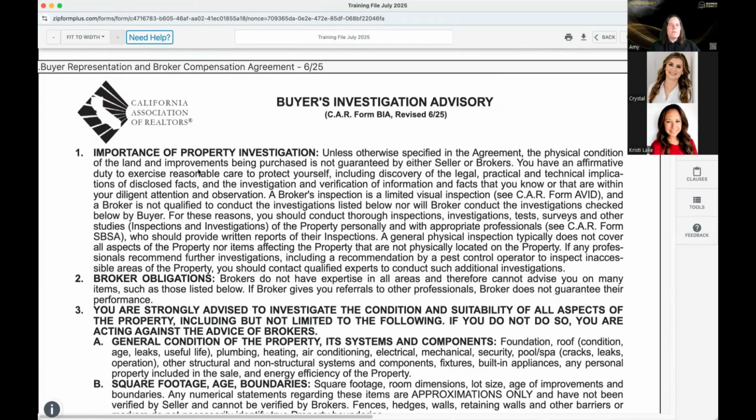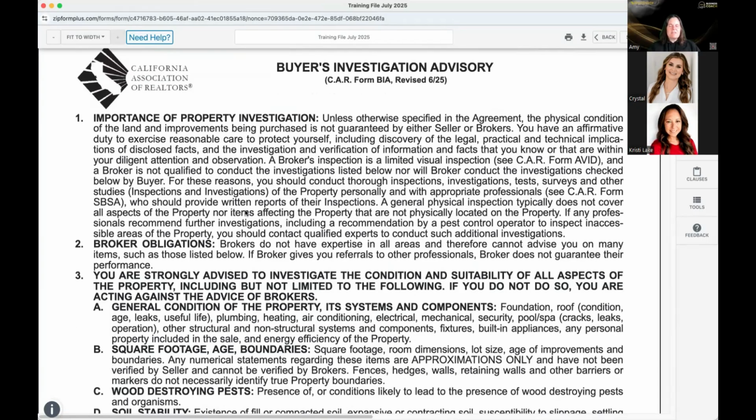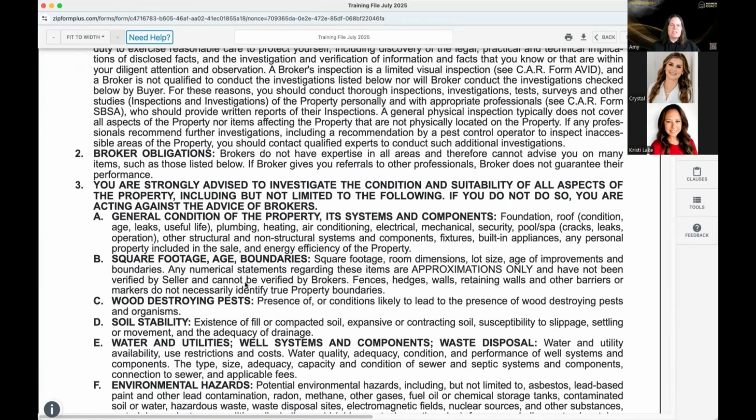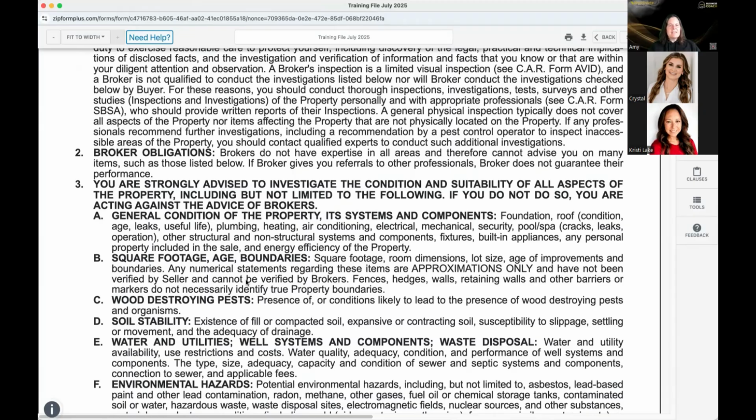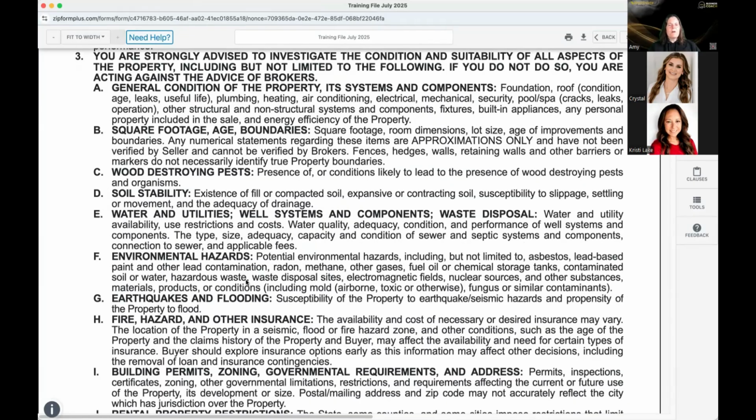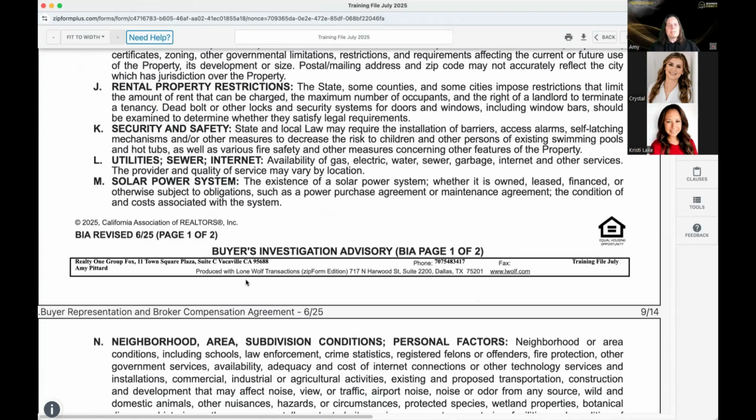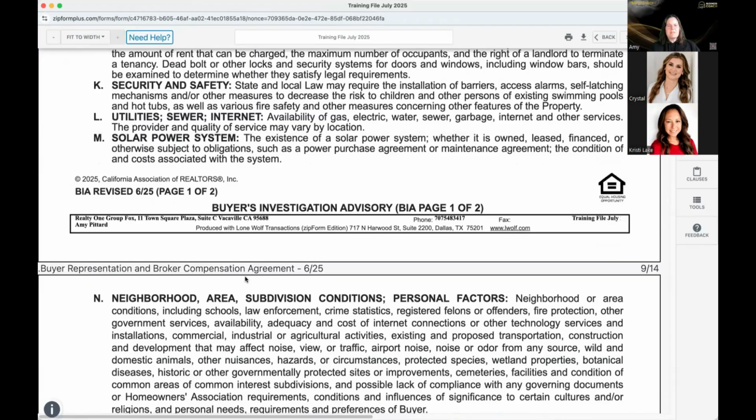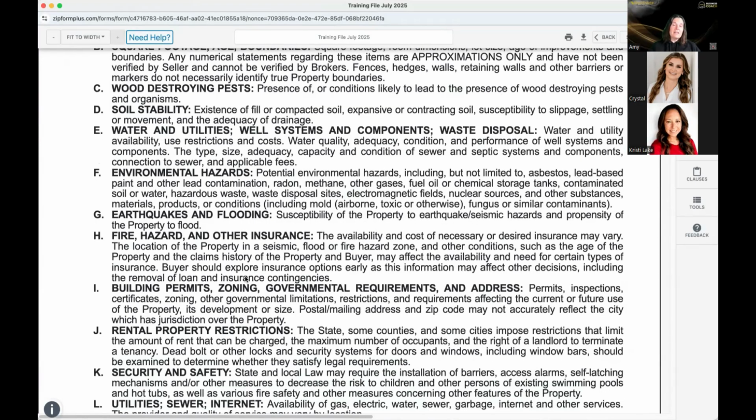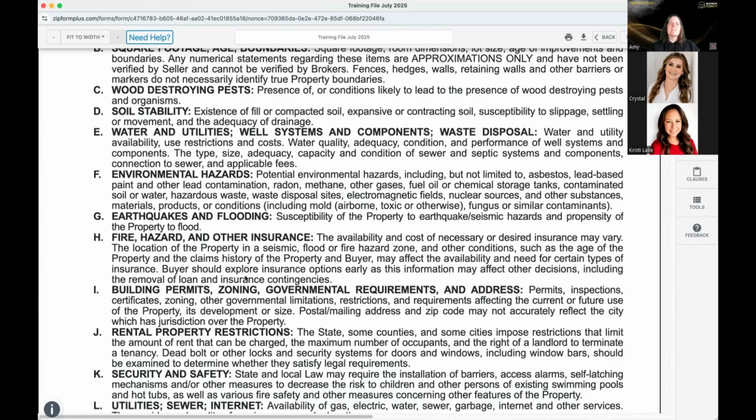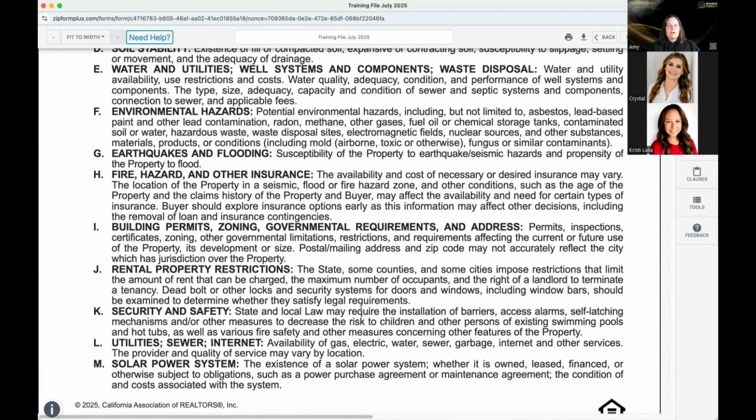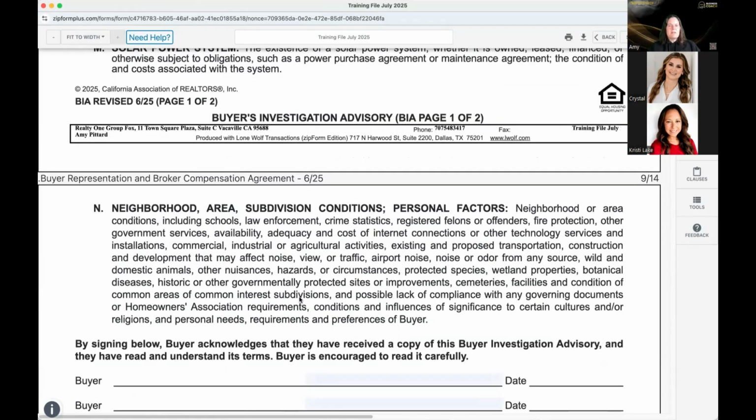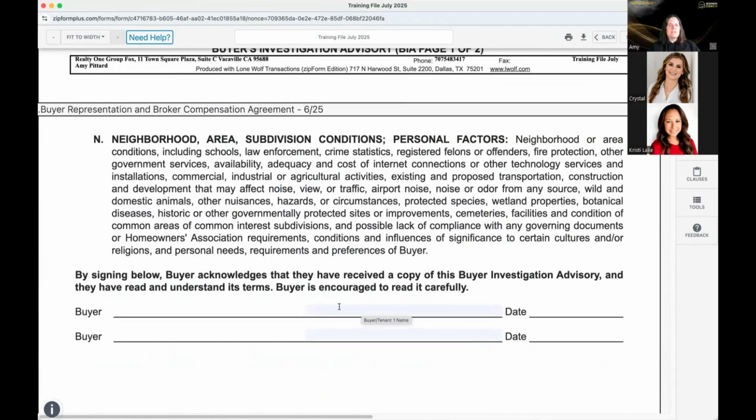It's the BIA form. Talks about property investigation, why they should do investigation, what the broker's obligations are, what their obligations are. And then it gives them a whole list of different things that they may want to investigate regarding any properties that they might be interested in. Now, keep in mind, this is not a full and complete list. There's a bunch of other things. And in fact, we have a statewide buyer and seller advisory, the SBSA, that's like 14 pages of all the different types of investigations that a buyer or seller can do with regards to a property. So they're going to sign below that they've received a copy of this advisory and they've read and understand the terms. Buyer is encouraged to read it carefully.